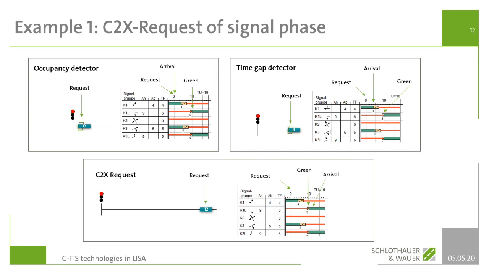To optimize that, we can use car-to-X information. So if we recognize a car in our communication range, we can send a request at position 0. The green starts in second 10 and we have arrival in second 12. That means we have no waiting time here. Together with a closer interface in the car, we have a very nice cooperative system here.